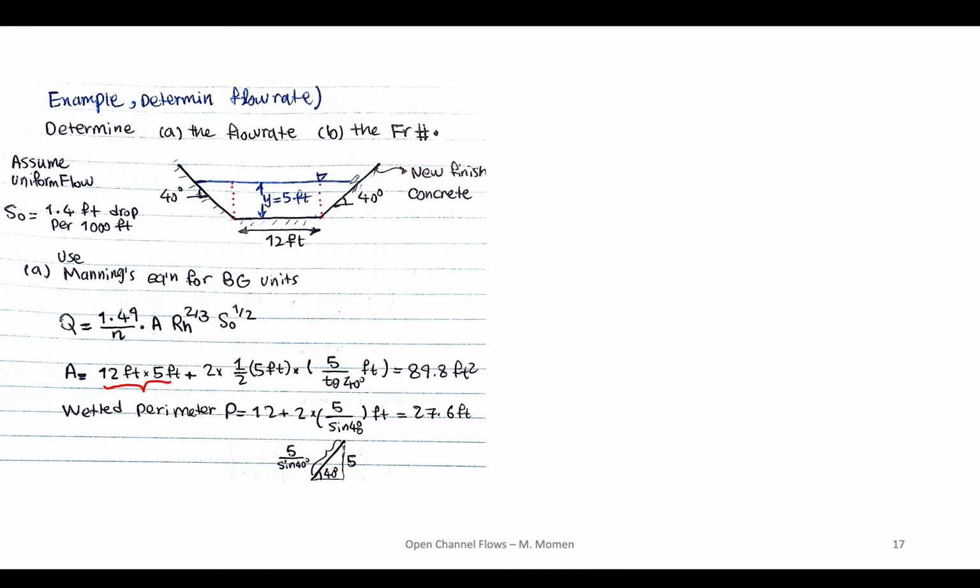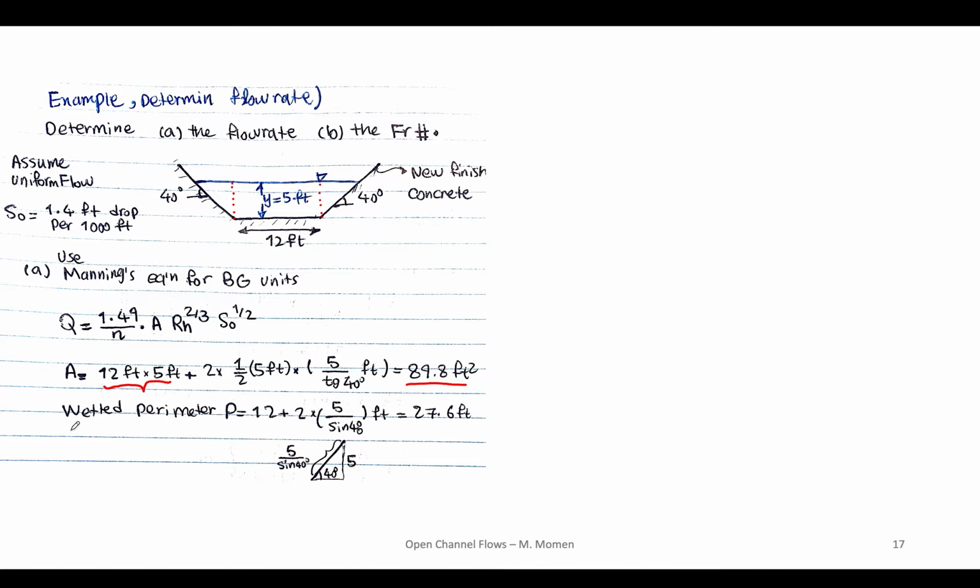In order to find the area, I'm going to multiply this 5 foot by 5 over tangent 40 foot times 1/2, because this is a triangle, and because we have two of those triangles, I'm going to multiply it by 2. So I get 89.8 foot squared.